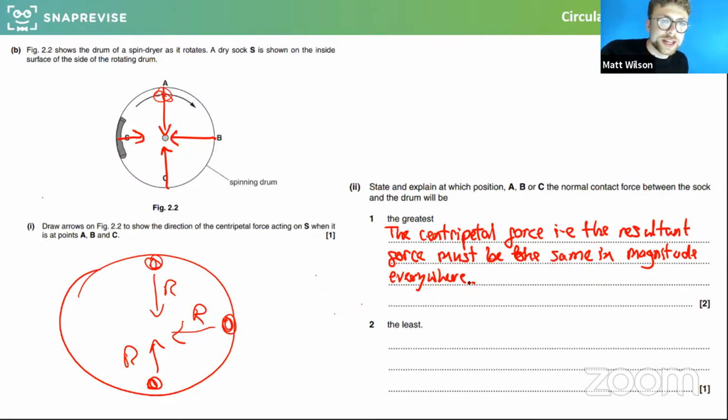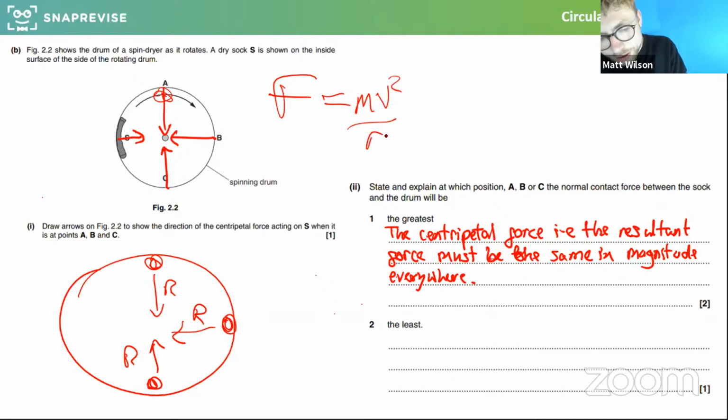So let me explain that bit first. Wherever you are, you're moving around in a circle where you have some velocity v and some radius r. The size of the centripetal force is fixed by that. It's just m v squared over r. None of these things are changing as you go around the circle, so the centripetal force, the reaction force, has to have the same magnitude everywhere.